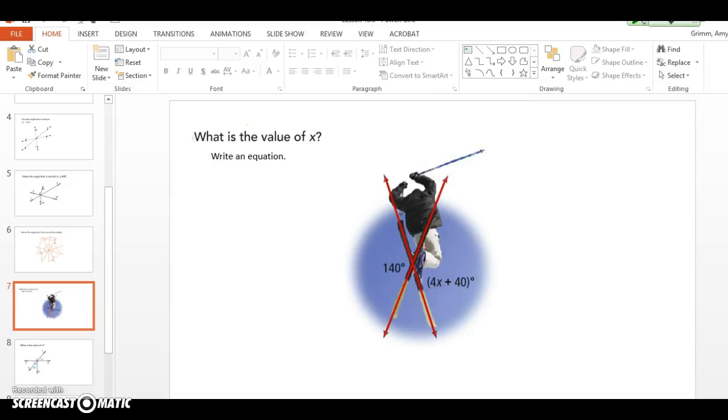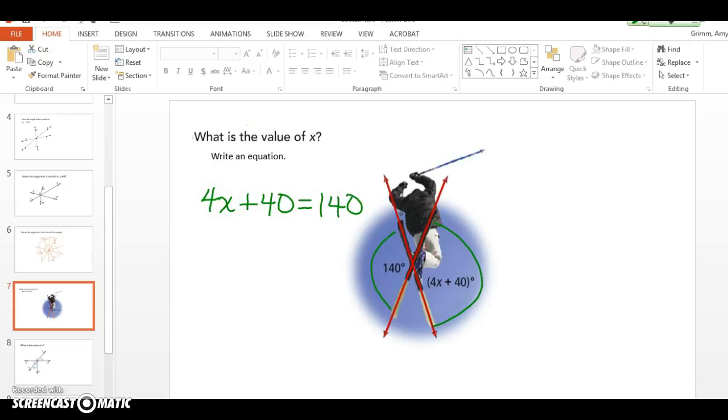So let's look at this one. What do we know about this angle and this angle? They're vertical. And what do we know about vertical angles? They have the same degrees or the same angle measures, right? They are equal to each other. So how could we set up an equation for this? Pagan. 4x plus 40 equals 140. Exactly. 4x plus 40 equals 140.